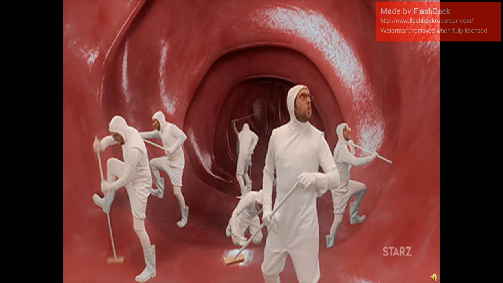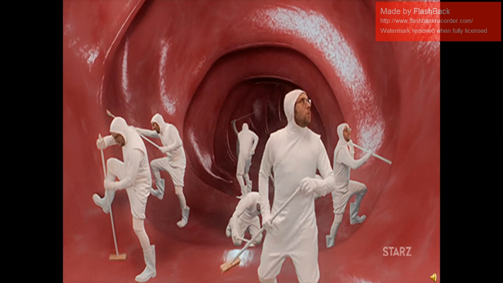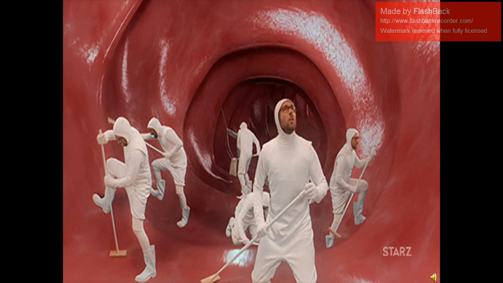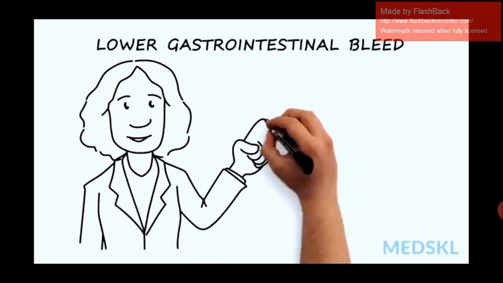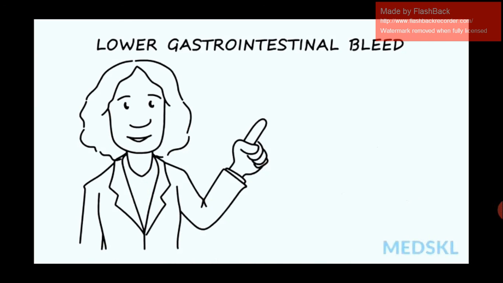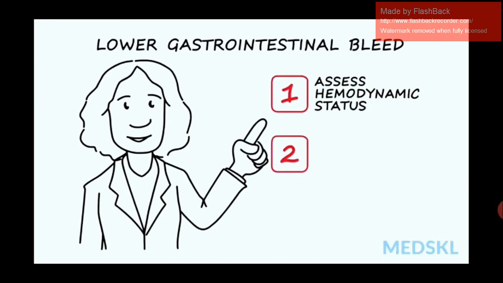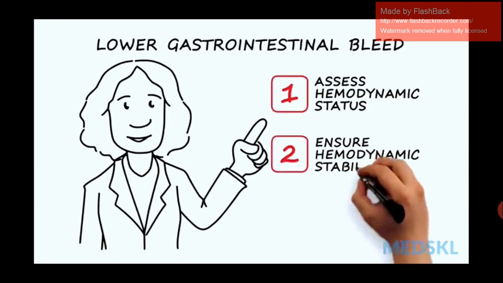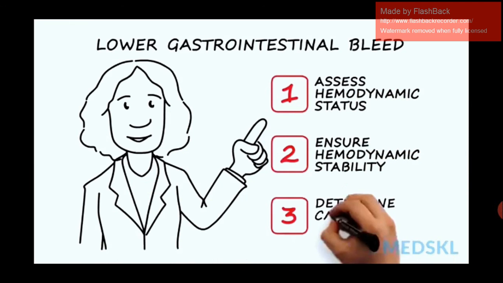But before we end, let us summarize the things that we've discussed. When confronted with a patient with lower gastrointestinal bleed, there are three things that are critical. First, assess hemodynamic status. Second, ensure hemodynamic stability through volume resuscitation. Third, determine the cause of bleed.